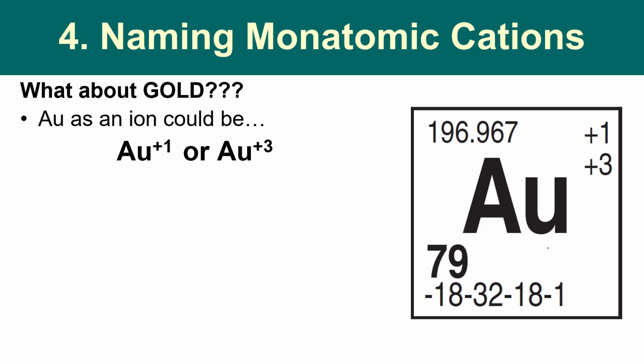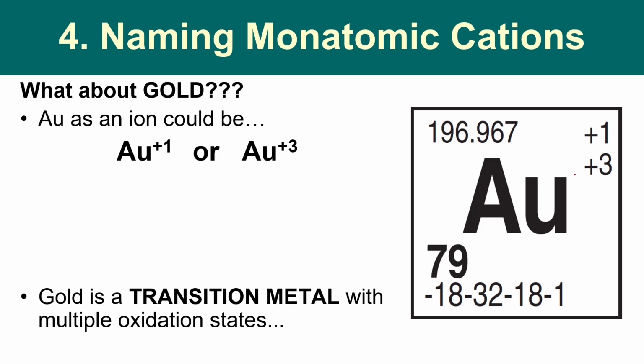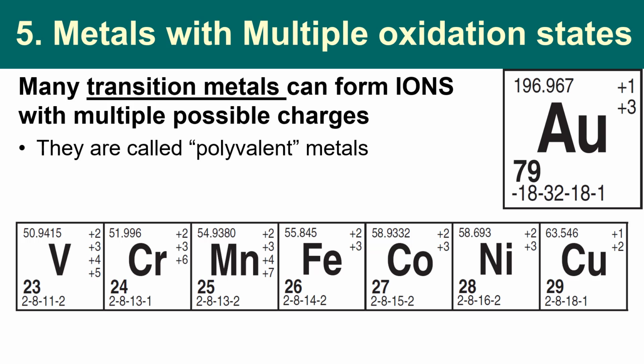Well, if we look at the box, we see gold, wait a minute, could be a gold +1 or a gold +3. What's unique about gold is it is a transition metal with multiple oxidation states that are possible. If we look down here, we can see a lot of these transition metals will have multiple possible charges that are listed. And when you can form multiple possible ions, you are called a polyvalent, poly meaning many, metal. And so your transition metals tend to be polyvalent.